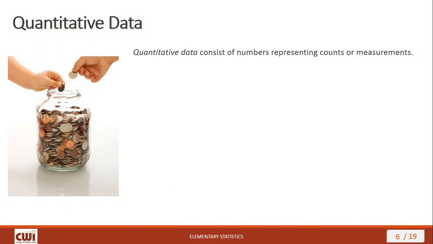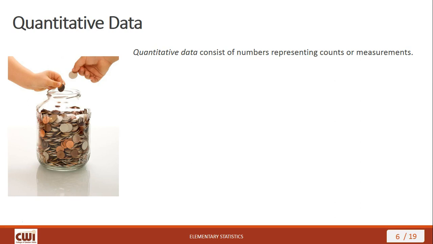Let's take a look now at quantitative data. Quantitative data consists of numbers representing counts or measurements. Now, oftentimes when you see data represented as a number, most of the time it will be quantitative data. That's not always the case. We'll get to that a little bit later on in the lecture.